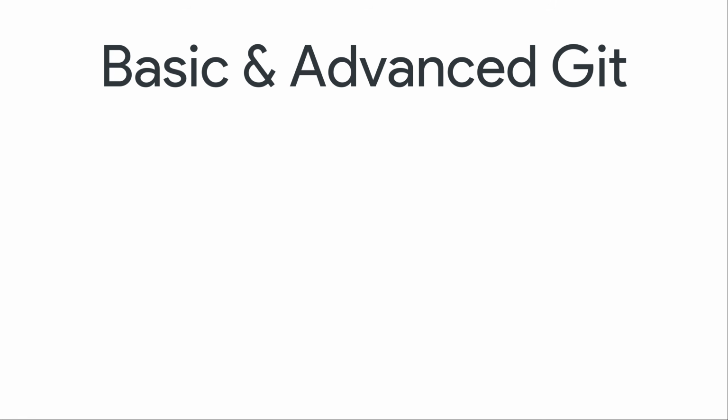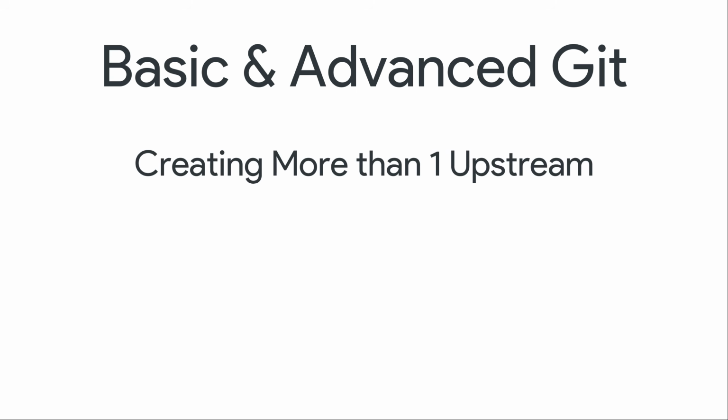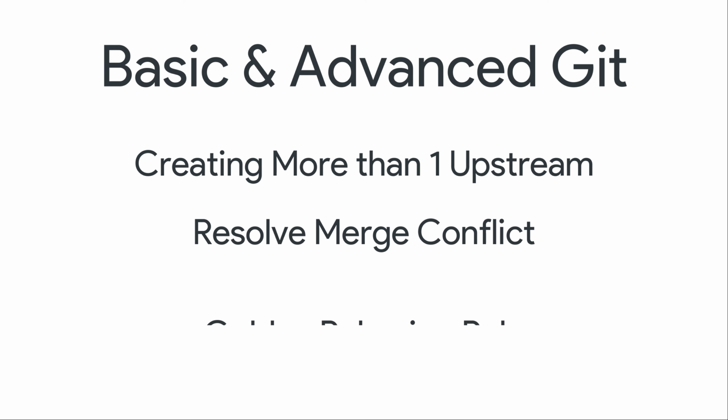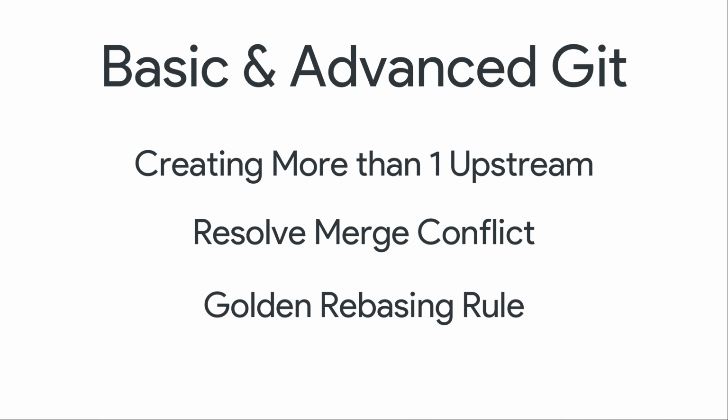So these were some of the important advanced git commands that open source contributors closely work with. But note that in both these videos, this video and the previous one, I've covered the most used commands, but they are not all. Still, there are many topics missing, like how to create more than one upstream, how to resolve merge conflicts, the golden rebasing rule, and when not to use rebasing, etc. But these other topics are not that important for beginners.